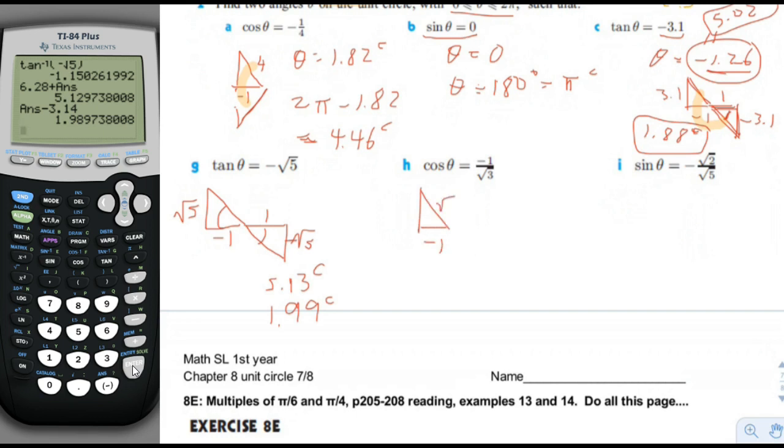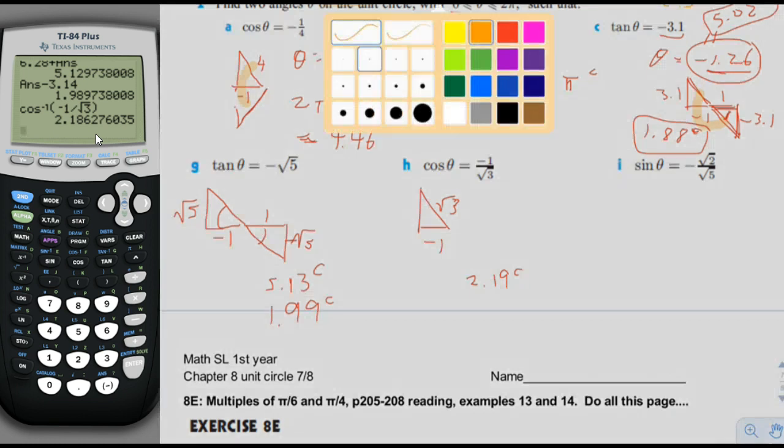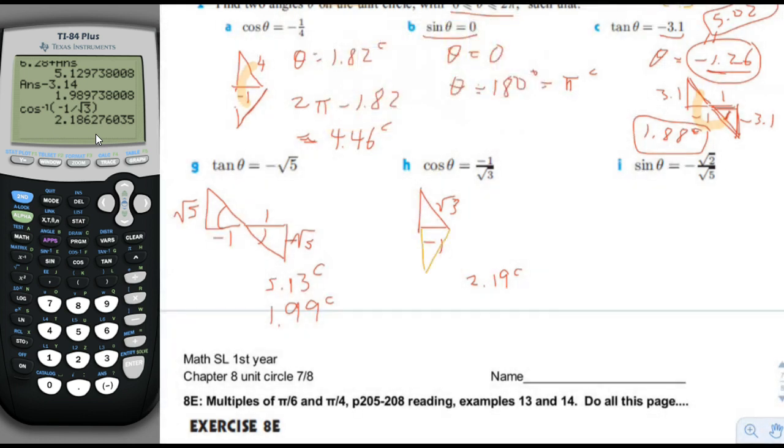Cosine theta equals negative 1 over square root of 3, it would look something like this, right? Negative 1 over square root of 3. And let's see what angle they give us here. Second cosine, negative 1 divided by square root of 3, arrow, that gives us 2.19. So one of the angles is 2.19. The other triangle that has the same cosine of that is this triangle here. It also has an adjacent of negative 1.